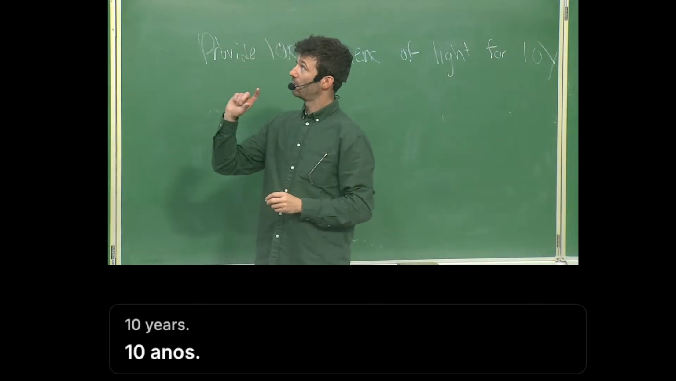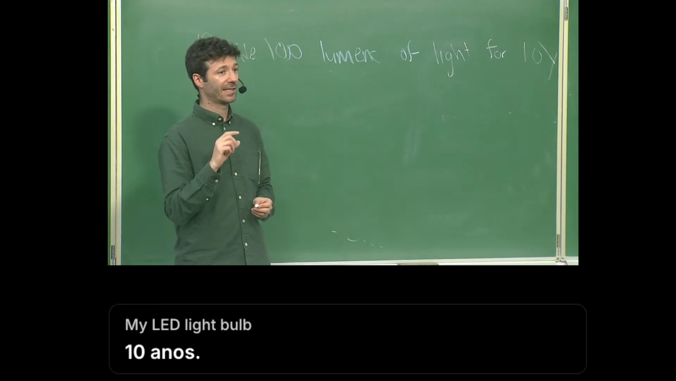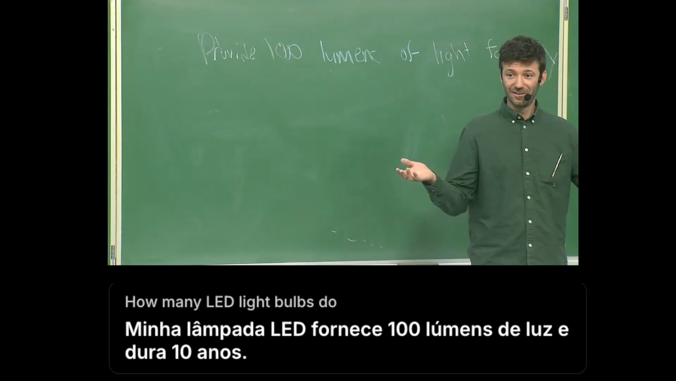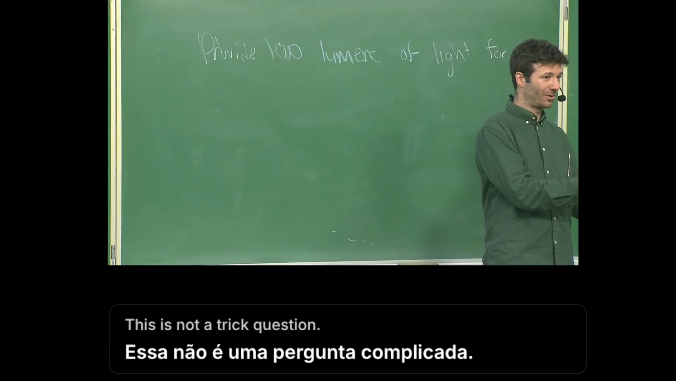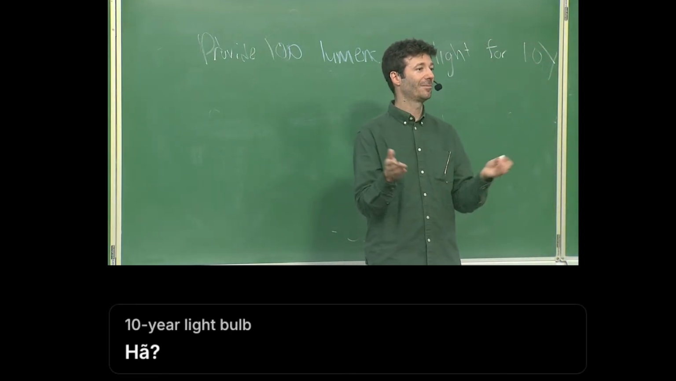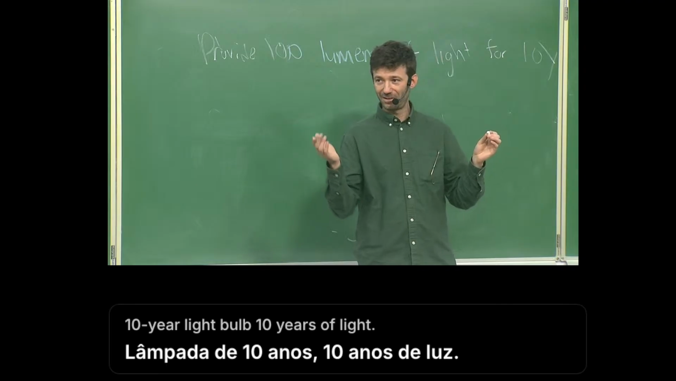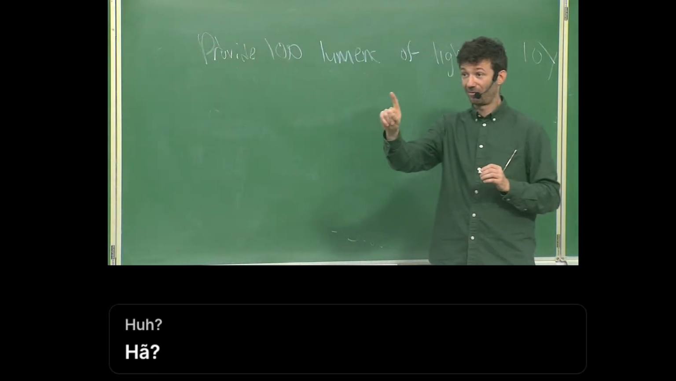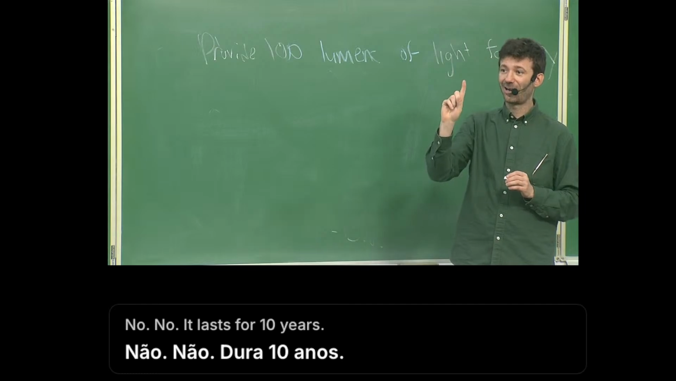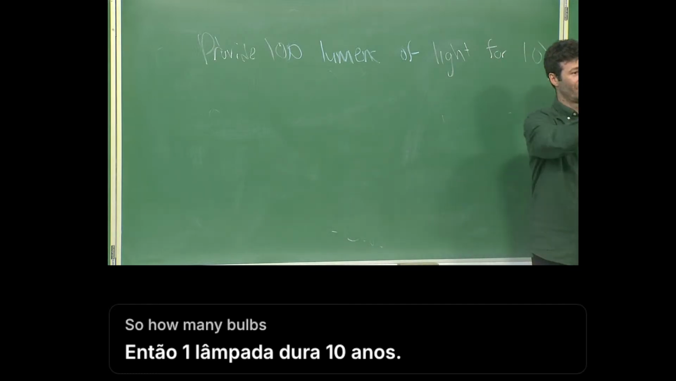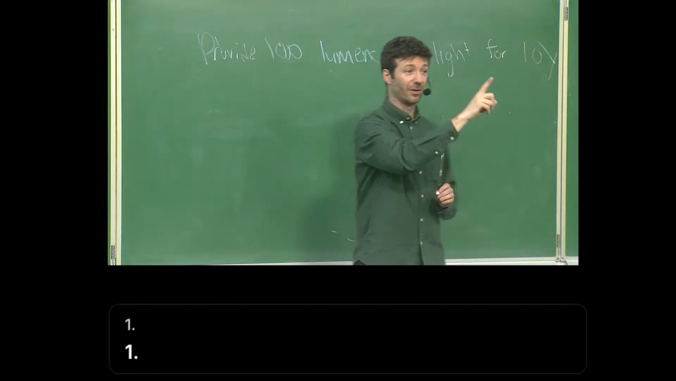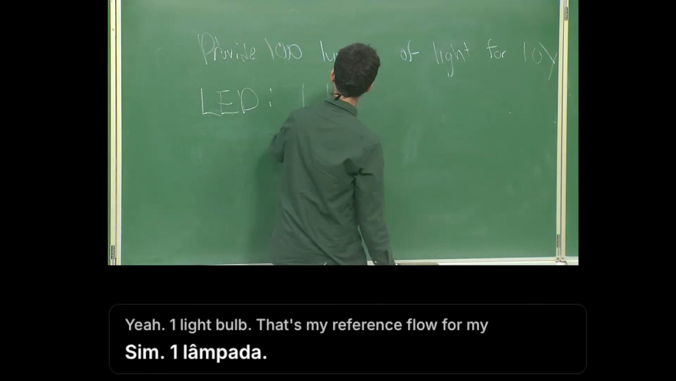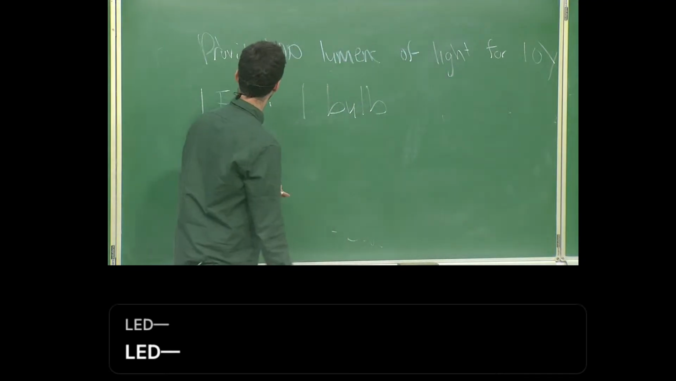My LED light bulb provides 100 lumens of light, and it lasts for 10 years. How many LED light bulbs do I need? This is not a trick question. Huh? 10-year light bulb, 10 years of light. How many bulbs? Anyone? Yes? No. It lasts for 10 years. So one bulb lasts for 10 years. So how many bulbs do I need? One. Yeah, one light bulb. That's my reference flow for my LED system. LED, one bulb. I don't know what the word is in Portuguese.